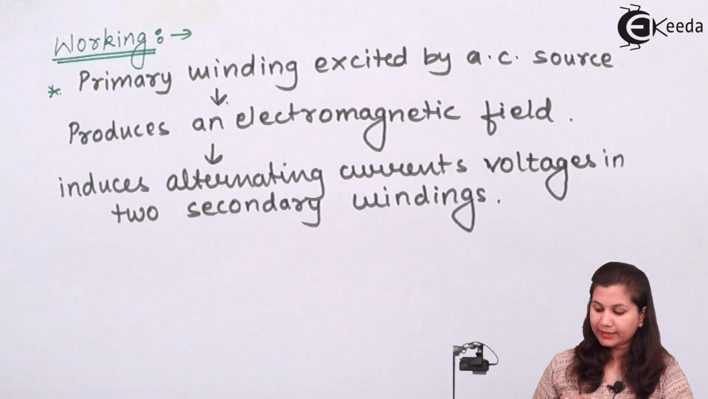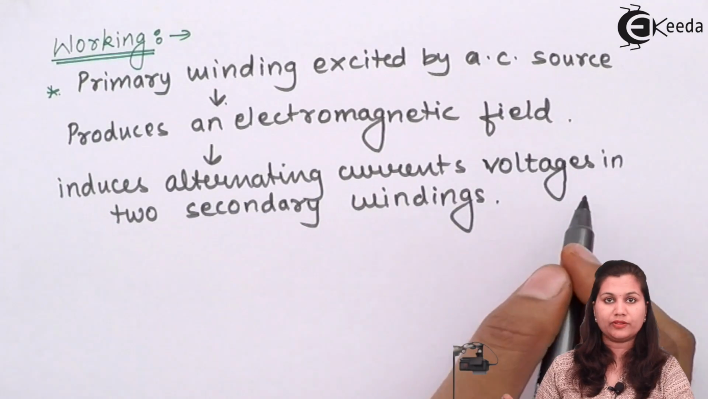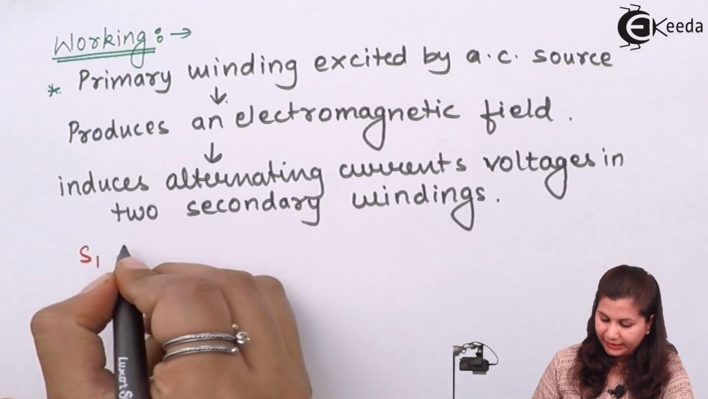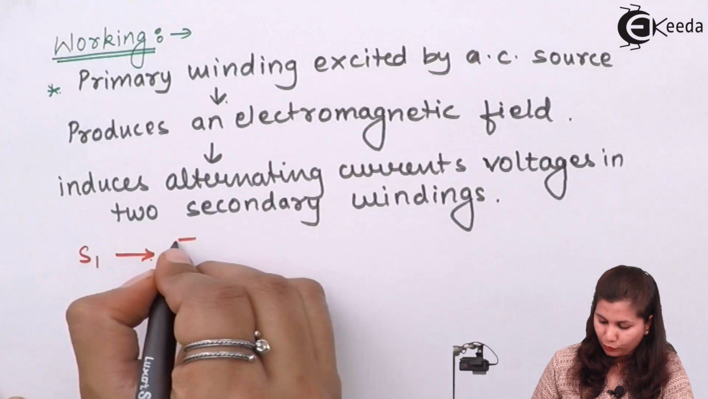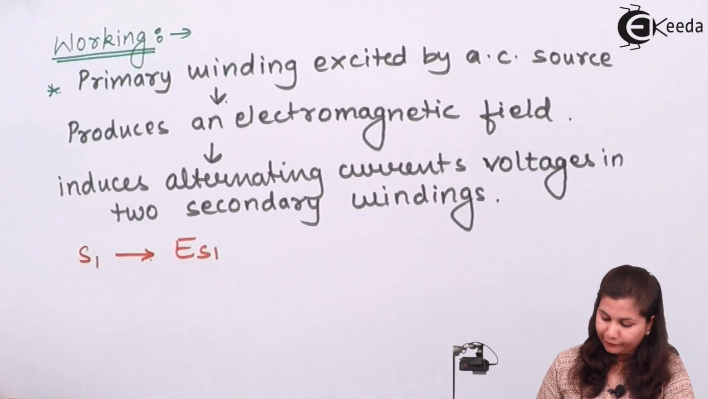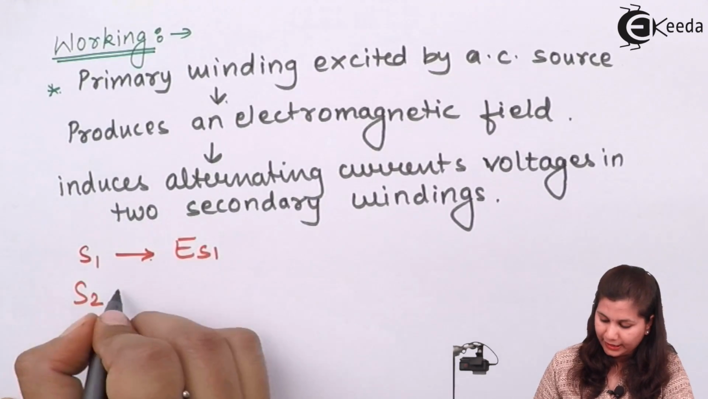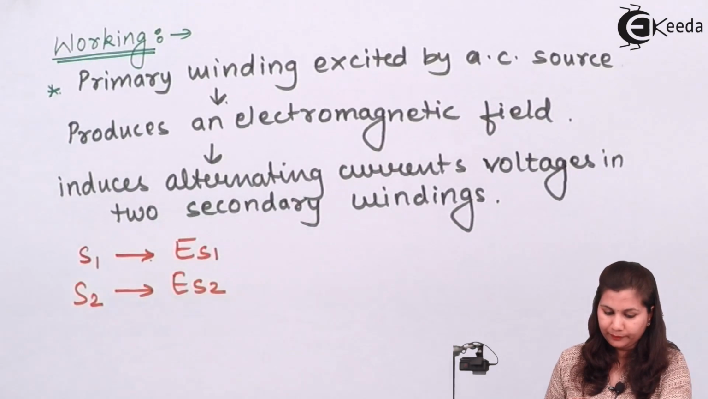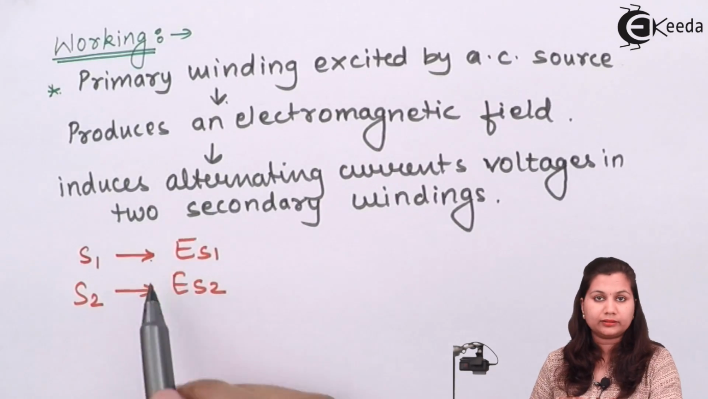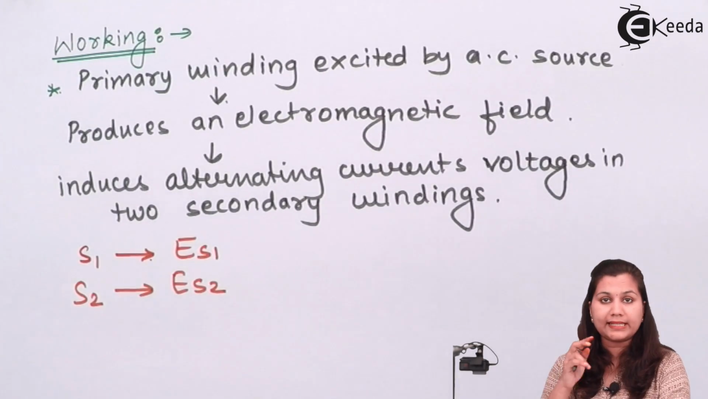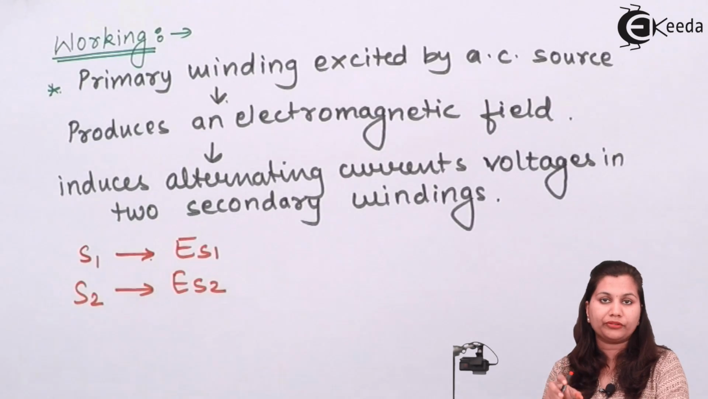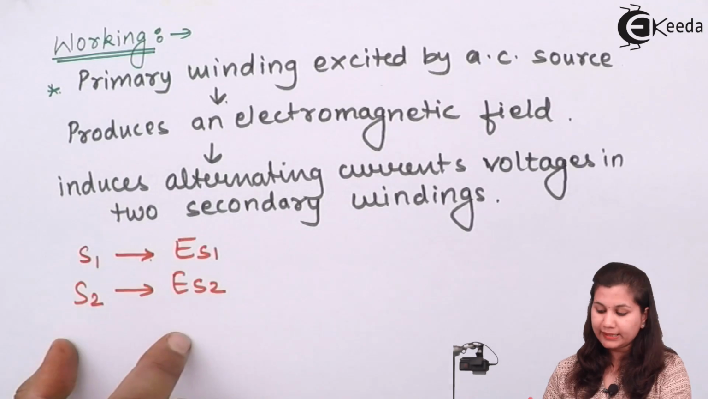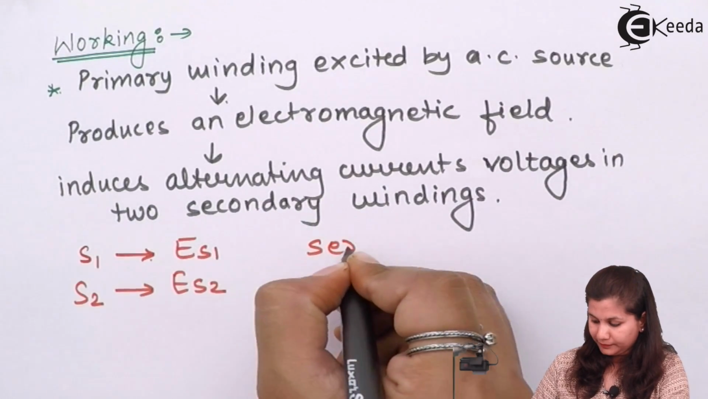Now let us suppose that the alternating voltage induced in the two secondary windings is, for secondary winding S1, ES1, and for secondary winding S2, ES2. Now in order to get a single voltage from the output of the LVDT, we connect these two windings in series opposition.